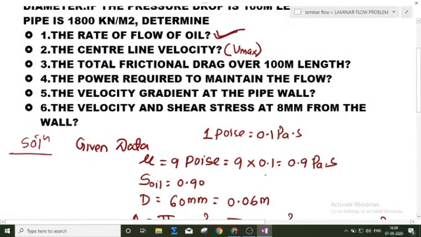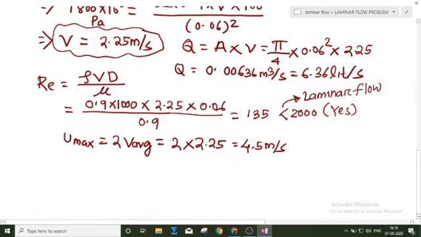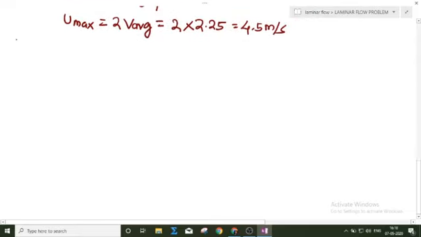Now third, what is it asking? The total frictional drag over 100 meter length. Okay, in 100 meter length, what is the frictional resistance offered by this pipe material in the direction of the flow? What is the frictional drag? So now we have to find out the frictional drag.